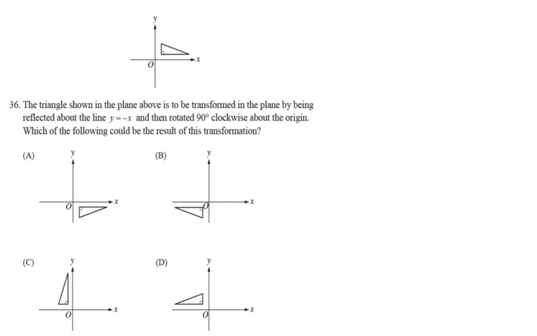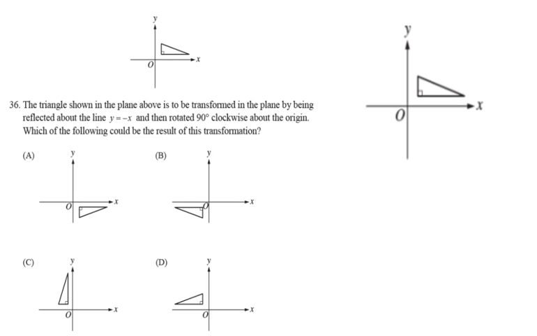With question 36, we have this right triangle shown in the plane above, and we're going to transform it in the plane by being reflected about the line y equals negative x and then rotated 90 degrees clockwise about the origin. Which of the following could be the result of this transformation?